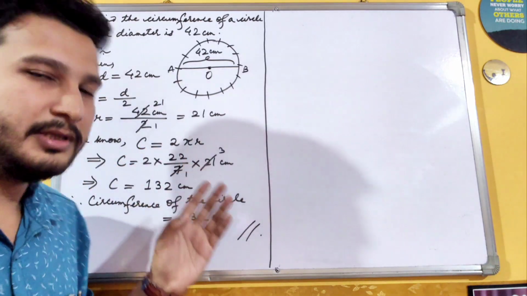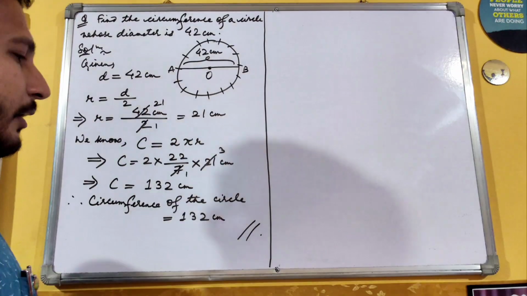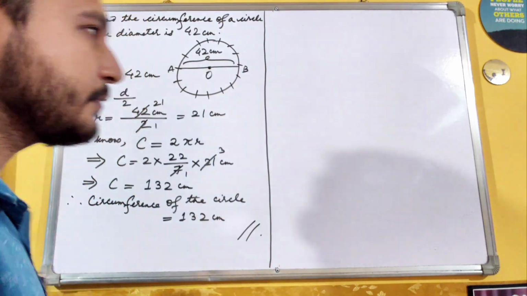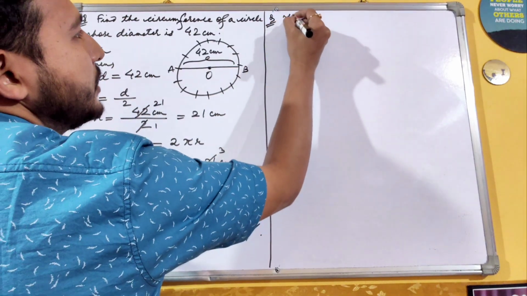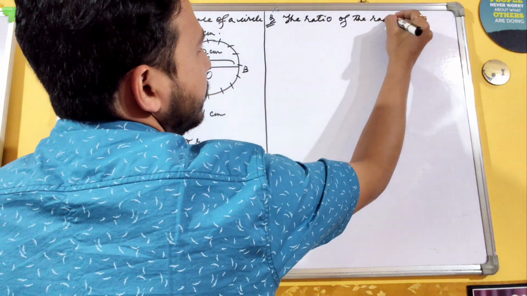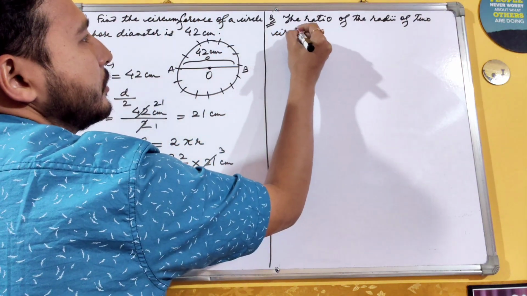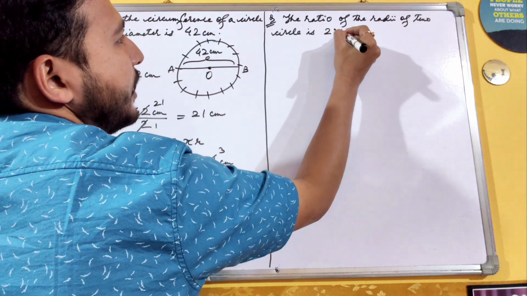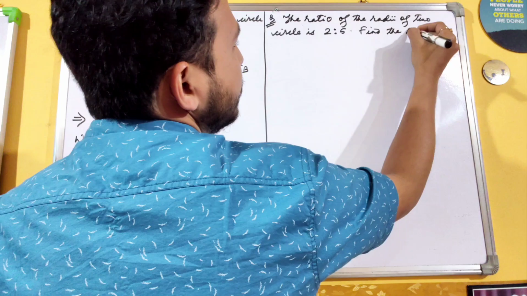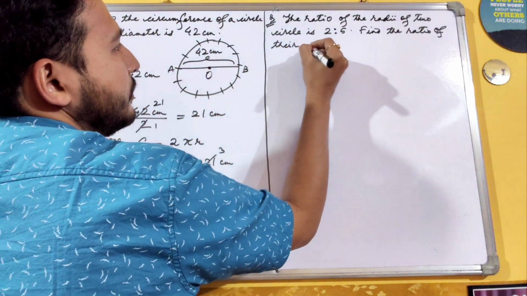This is how a basic problem should be solved. Just look at the problem. Let's check the second one. Let's write the question. The ratio of the radii of two circles is 2:5. Find the ratio of their circumferences.